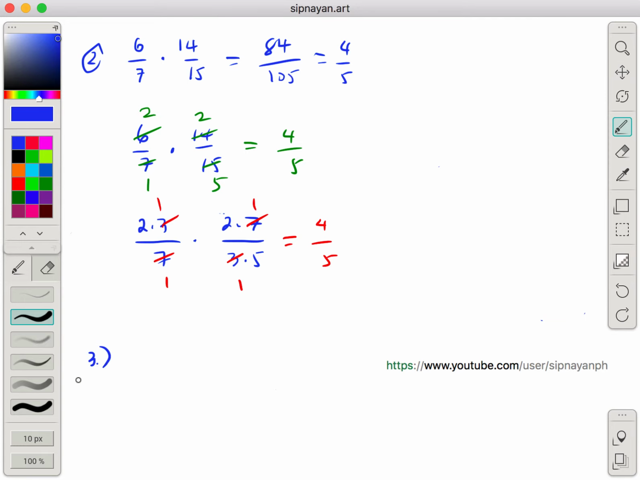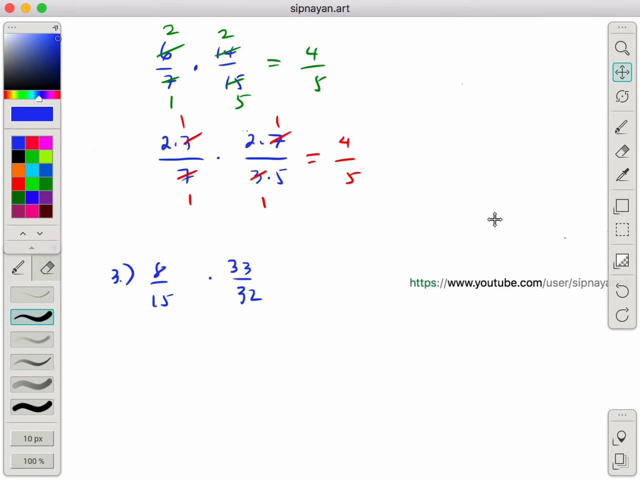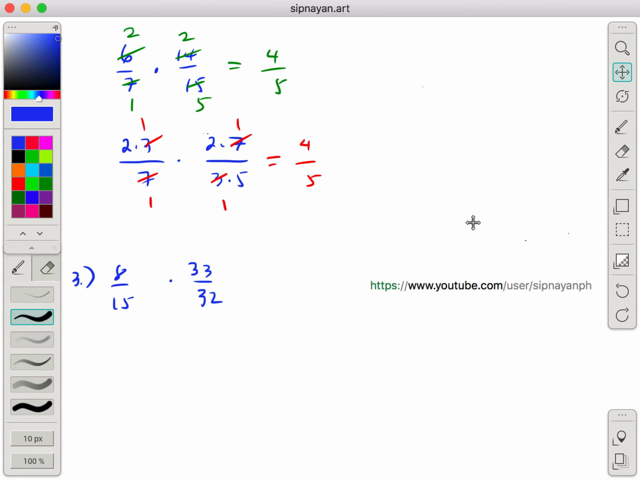Let's have our last example. We have 8 over 15 times 33 over 32. No? So, I think baka mas komportable kayo dito sa pangalawang way, no? Pwede natin gamitin yung dalawa. Ang pwede dito is 8 tsaka 32. Anong pwedeng number na i-divide natin? That's 4. Pwedeng 4. Pwedeng 8, di ba?